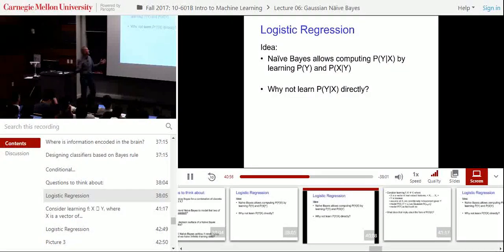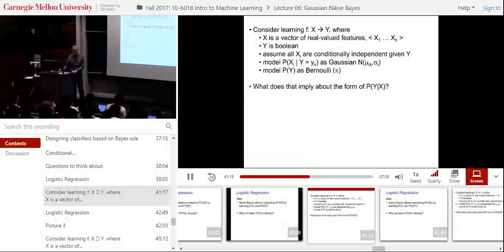And that's the question that logistic regression would ask if it was an agent. But it answers, because the whole idea of logistic regression is don't even bother. If what you're interested in is P of y given x, don't even bother with Bayes' rule. Just estimate P of y given x. So let's say a little bit more about that.